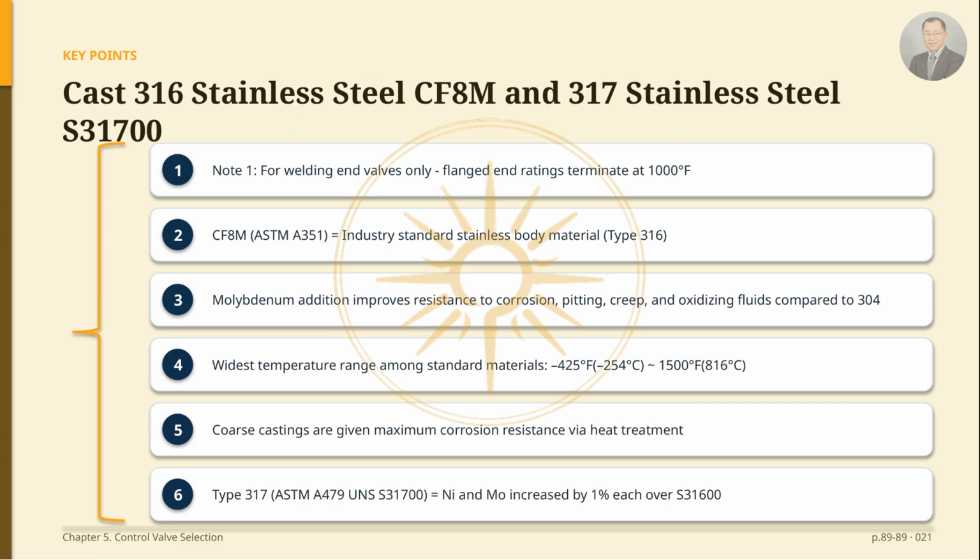ASTM A351 grade CF8M is the industry standard stainless steel body material corresponding to type 316. Because molybdenum is added, it has greater resistance to corrosion, pitting, creep, and oxidizing fluids compared to type 304. It also has the widest temperature range of any standard material, usable from minus 425 degrees Fahrenheit or minus 254 degrees Celsius, up to 1,500 degrees Fahrenheit, or 816 degrees Celsius. Rough castings undergo heat treatment to achieve maximum corrosion resistance.